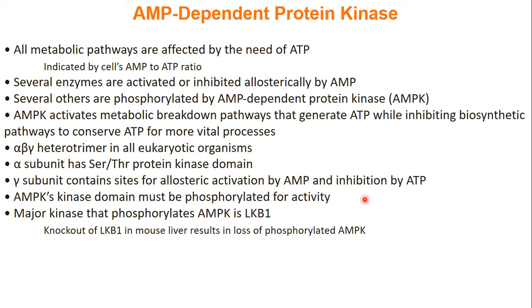And for AMPK's kinase domain to actually work, it has to be phosphorylated for activity. And so AMPK is phosphorylated itself by a kinase called LKB1. And we know this because if you have a mouse and you knock out the LKB1 gene, you do not have phosphorylated AMPK anymore.